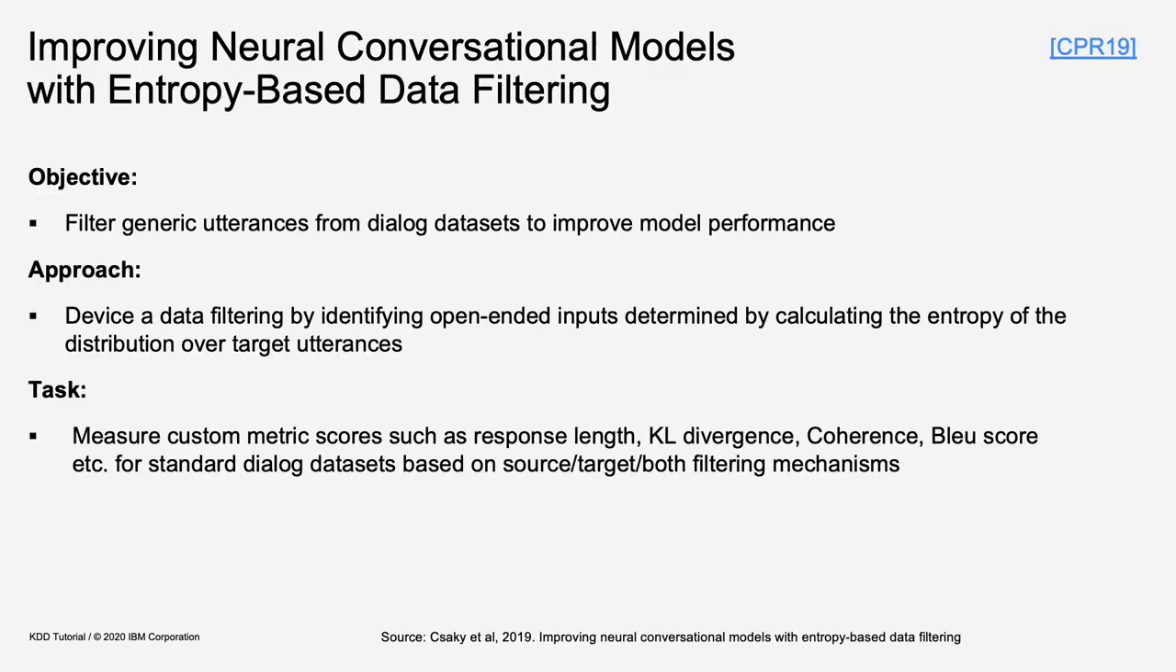The next paper is titled Improving Neural Conversational Models with Entropy-Based Data Filtering by Zaki et al. The objective here is to filter generic utterances from dialogue datasets to improve the model performance. The authors devise a data filtering approach by identifying open-ended inputs, which are determined by calculating the entropy of the distribution over the target utterances. Here, the task is to measure custom metric scores such as response length, KL divergence, coherence, BLEU score, etc. for standard dialog datasets based on source or target or both mechanisms to evaluate the model performance.